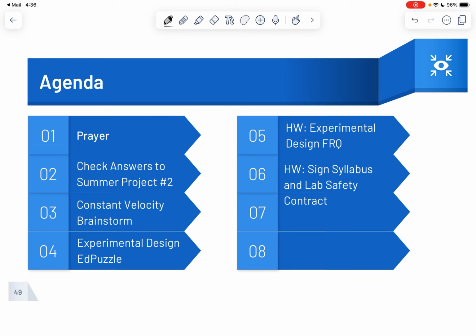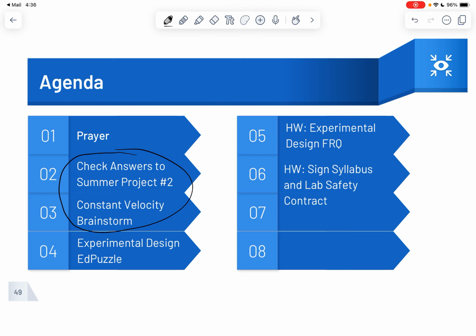All right, class, just want to give a very quick overview of what we have planned for Friday's class period. What you're going to be working on for your classwork is these first two parts of our agenda. We're going to ask you to check your answers to the summer project part 2, the kinematics test problems, and then in your lab group do a quick brainstorm refresher on what it means to have constant velocity.